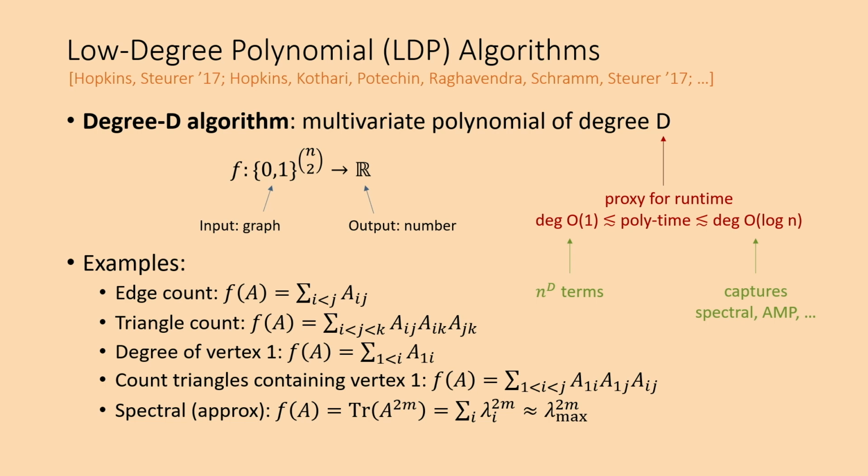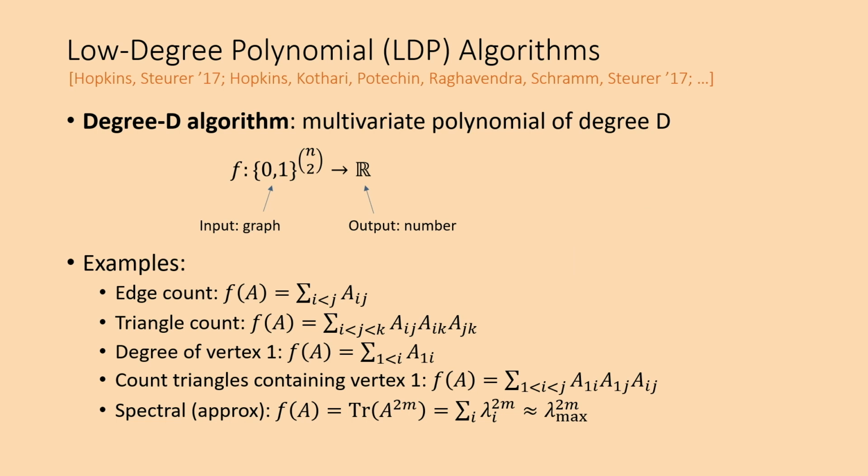And OK, what kinds of things can you do with this? For example, I could count the total edges in the graph by adding up all my inputs. I could also count the total number of triangles using this degree 3 polynomial. In some cases, maybe I have one distinguished vertex. Like if I'm trying to decide, is vertex 1 part of the clique, I could look at its degree or count the triangles that contain it. You can also do some sort of spectral things, at least approximately. So a trace of a high power of the matrix gives you some approximation of the largest eigenvalue.